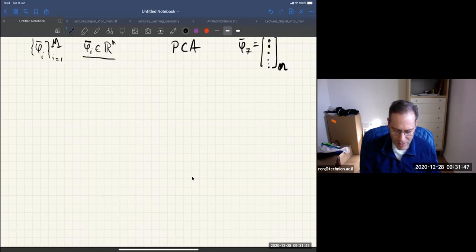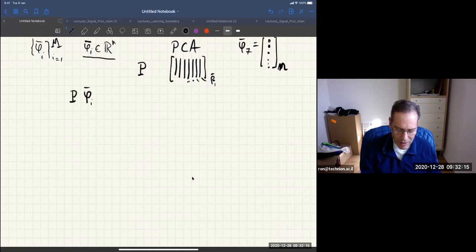We would like to find the basis. So let's describe the basis as a matrix P, where each column in this matrix would be the elements of my basis. So this, for example, would be my beta one, this would be my beta two, etc. Okay, so this is my basis. Now, projecting onto this basis and writing it in matrix form would be nothing but taking the vector psi i, projecting it onto the matrix P, and then I also need to represent the projection in the basis P, so it would be multiplying it by P.